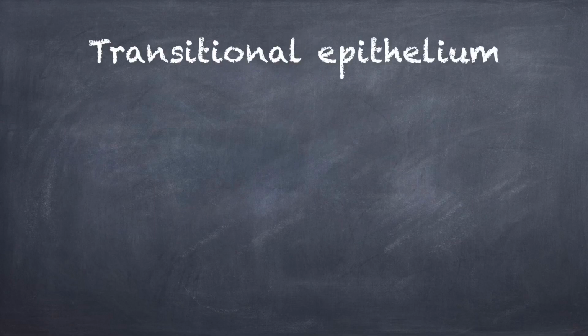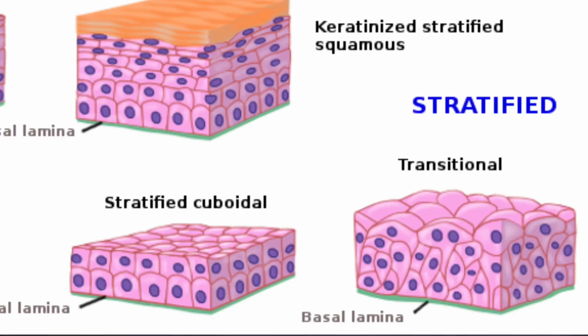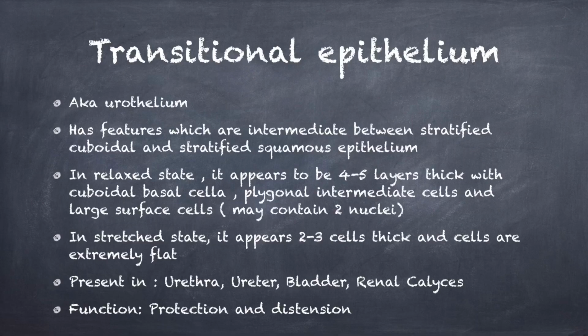Transitional epithelium is another type of epithelium, also known as urothelium. This tissue has features which are intermediate between stratified cuboidal and stratified squamous epithelium. In the relaxed state, it appears to be 4 to 5 cells thick with cuboidal basal cells, polygonal intermediate cells, and large surface cells. In the stretched state, it appears to be 2 to 3 cells thick and cells are extremely flat. This tissue is present in the urethra, ureters, bladder, and renal calyces. Main functions include protection and distension.